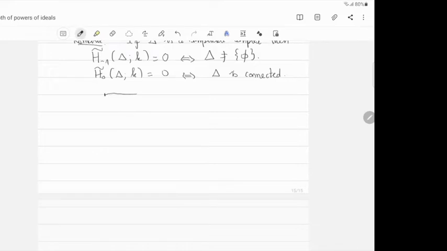So for example, this is disconnected. A complex with two facets like this is disconnected. I will usually write only the facets, so the maximal faces of a simplicial complex. So the simplicial complex with these facets is disconnected, while this one, for example, is connected.